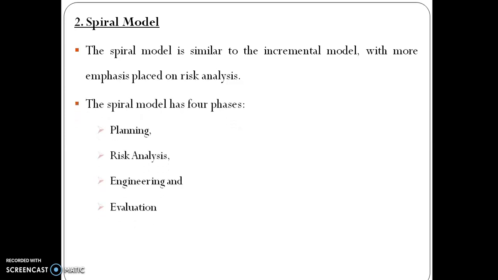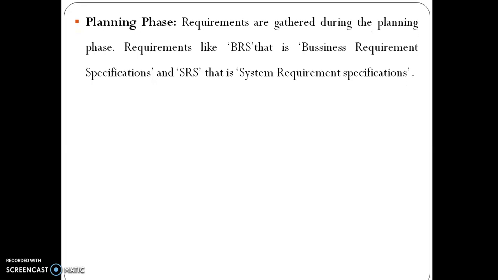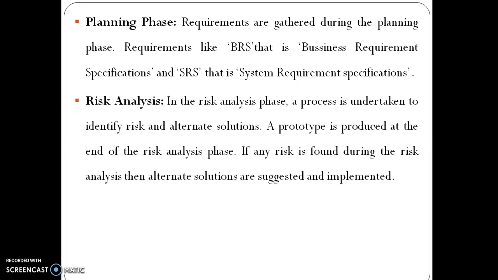The spiral model has four phases. First one is planning, second one is risk analysis, third one is engineering, and fourth one is evaluation. Planning phase. Requirements are gathered during the planning phase. Requirements like BRS, that is Business Requirement Specification, and SRS, that is System Requirement Specifications. Risk analysis. In the risk analysis phase, a process is undertaken to identify risk and alternate solutions. A prototype is produced at the end of the risk analysis phase. If any risk is found during the risk analysis, then alternate solutions are suggested and implemented.